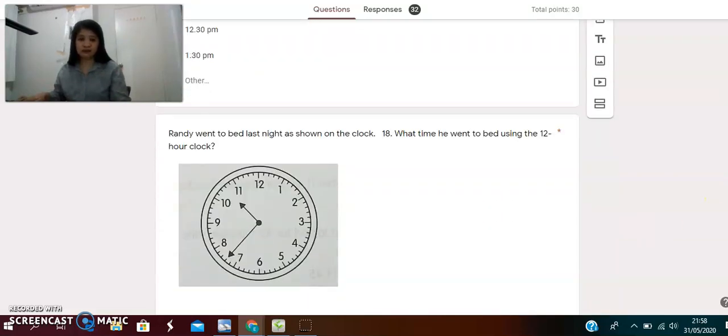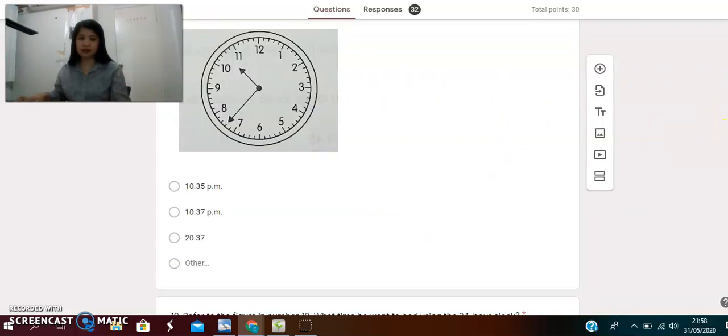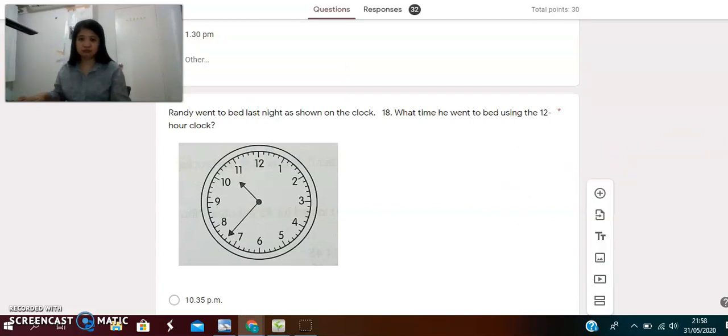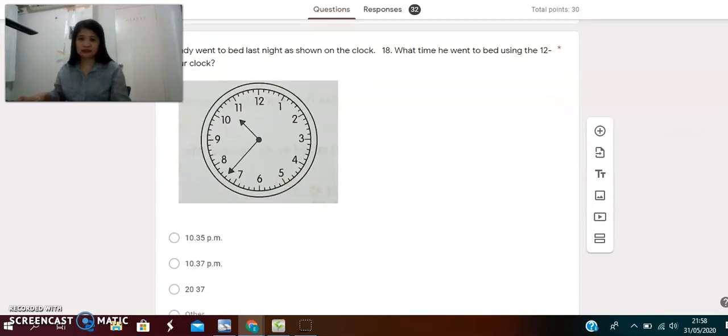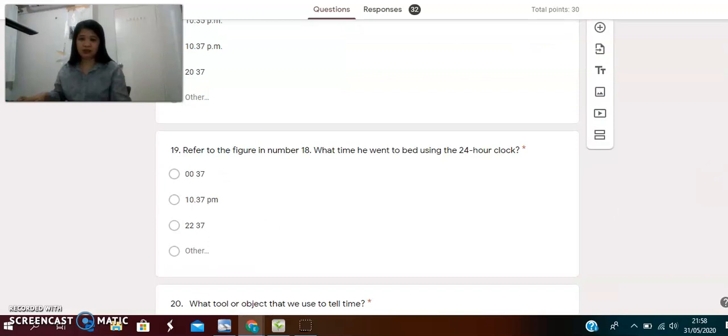Next, 18. When he went to bed at night as shown on the clock, what time did he go to bed in a 12-hour clock? 10:37 in 12-hour clock will be 10:37 p.m. because it's at night. Refer to the figure in number 18. What time did he go to bed using a 24-hour clock? So you just convert it. Plus 12, so it will become 22:37.